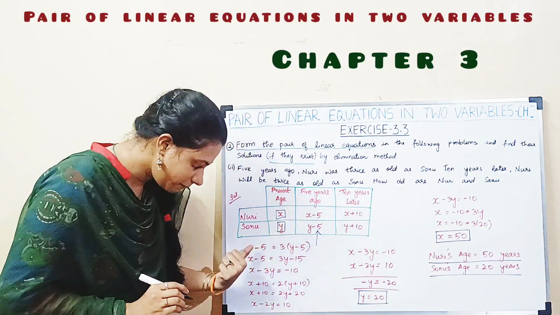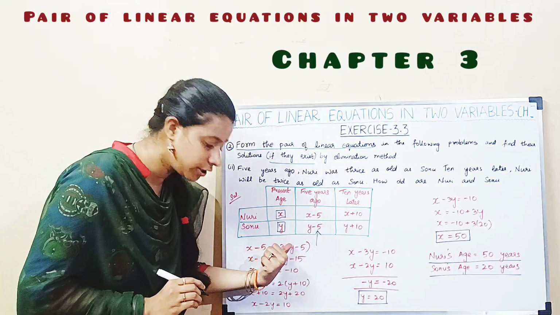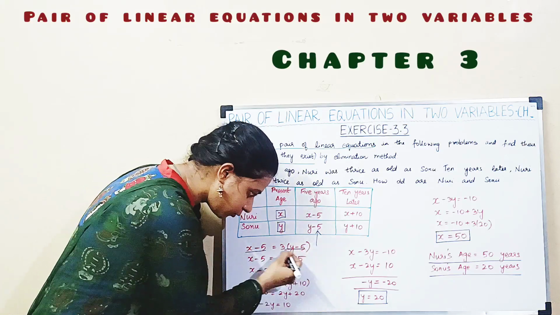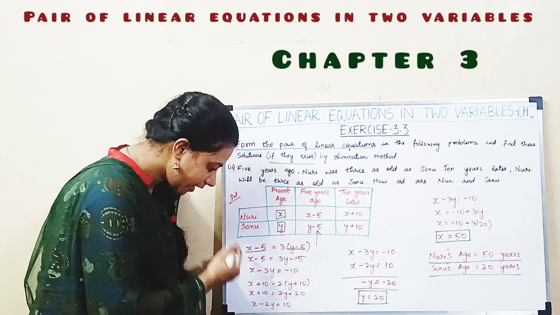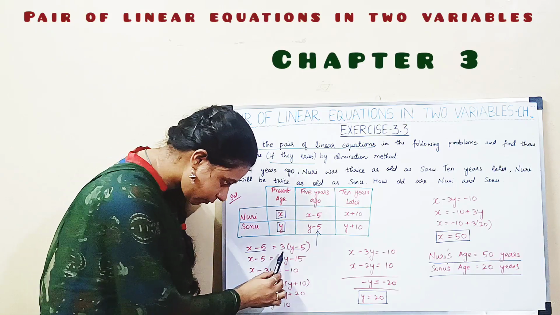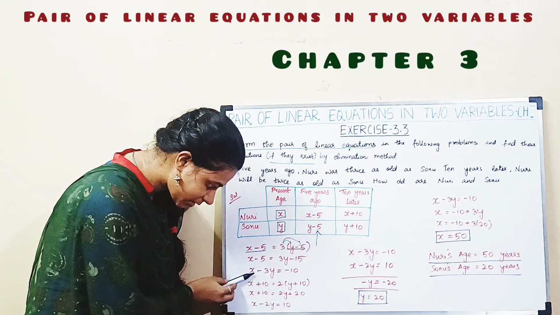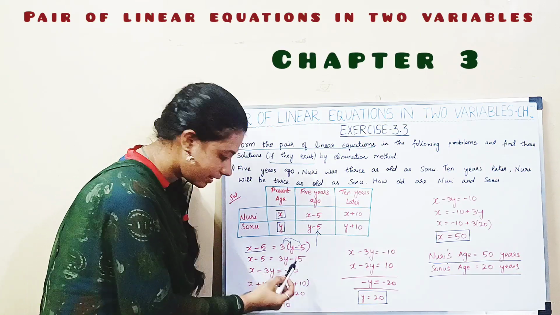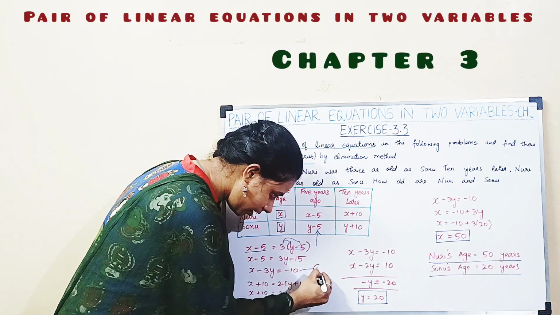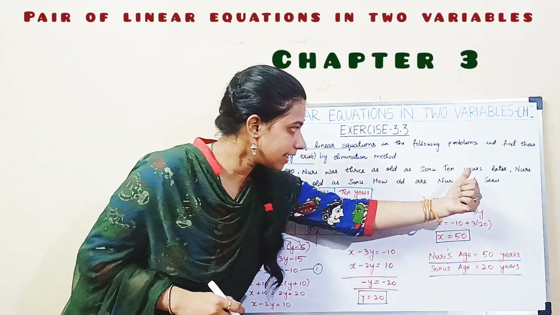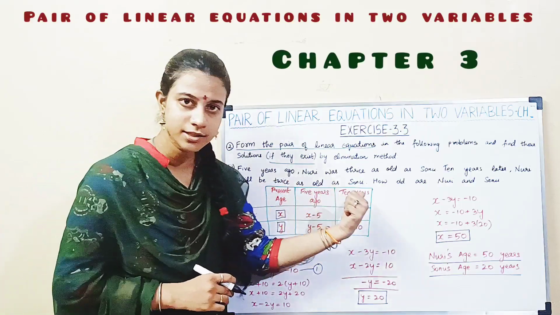So x minus 5 will be equal to 3 into y minus 5, because 5 years ago Nuri's age will be thrice as old as Sonu. On simplification we will get x minus 5 is equal to 3y minus 15. So we will get x minus 3y is equal to minus 10, and this is going to be our equation 1.